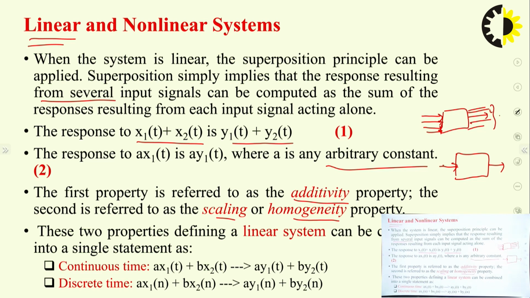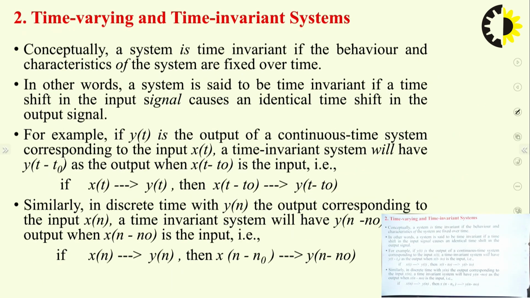Okay. So for a continuous time system, in a single statement we can say: if a x1(t) + b x2(t) is passed through the system, we will get a y1(t) + b y2(t), and for a discrete time system, a x1[n] + b x2[n] is applied, and we are getting a y1[n] + b y2[n]. If it is so, then the system is linear, otherwise it is a non-linear system.